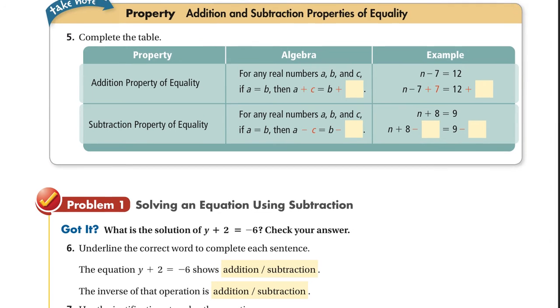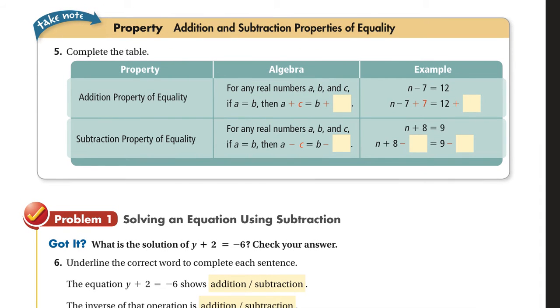Moving ahead, addition and subtraction properties of equality. All these properties say is that if I add the same number to both sides of an equation, it doesn't change the truth value of that equation. So an example to the right here, n minus 7 equals 12. If I add 7 to both sides, that eliminates 7 from the left-hand side, and I do the same thing to the other side to keep the equation balanced.